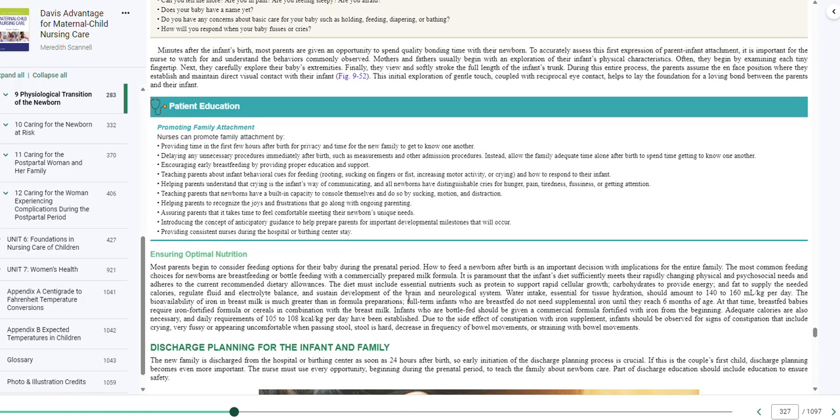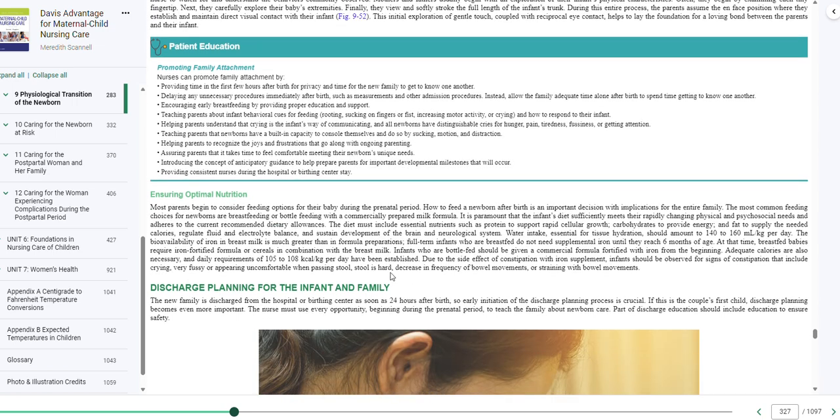Patient education. So, promoting family attachment. Remember, I told you it's important for you to note the bonding. We chart that on our newborn shift assessment, nursery shift assessment. And it's important for you to note, is there bonding going on? Is the mama just leaving the baby in the bassinet, not feeding the baby? You have to keep reminding her to change the diapers. That can be an issue, okay?